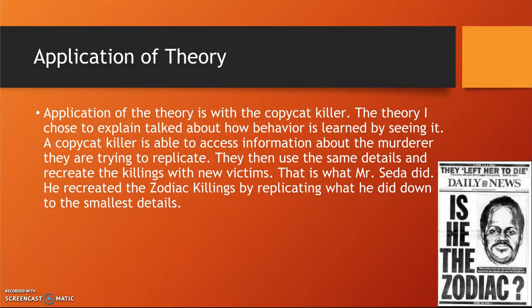The application of the theory. I decided to choose the copycat killer, as I said before. The reason why I did this was because they're actually learning the behavior as they're seeing it. So a copycat killer is able to access information about the murderer that they are trying to replicate through media platforms. Google is one of the biggest sources of them being able to find information about killings and different crimes that have been going on.